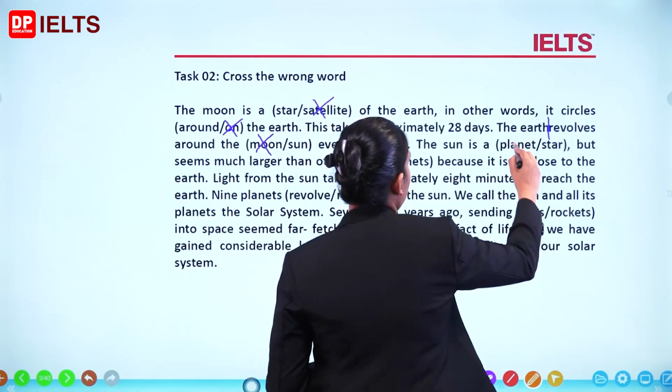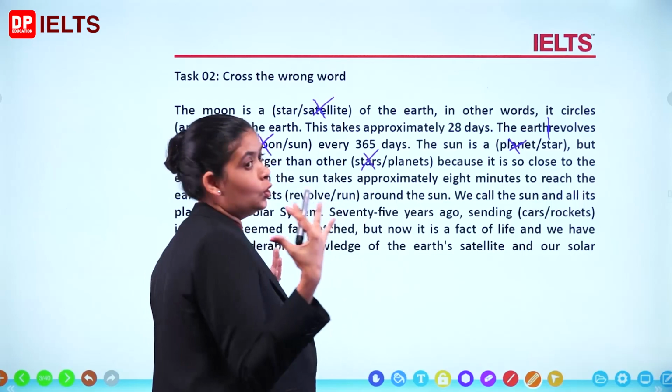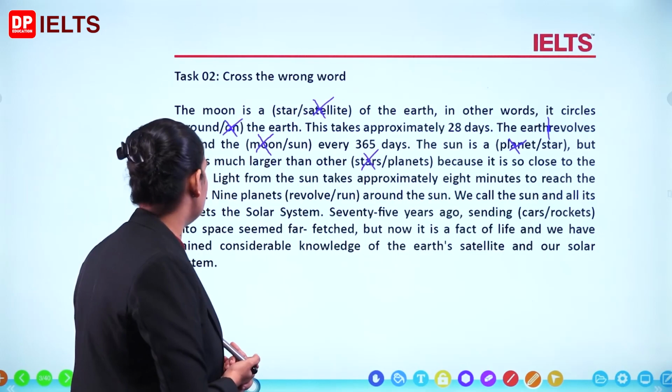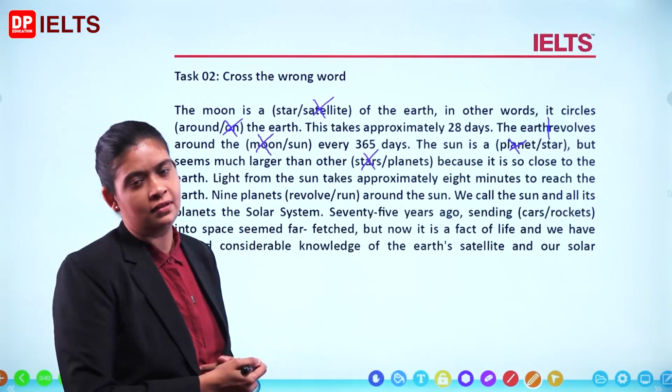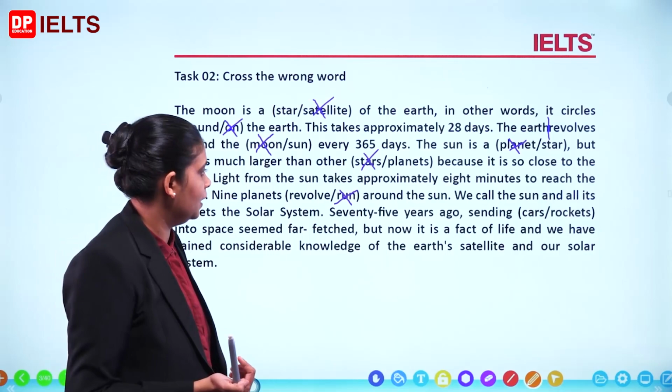But it seems much larger than the other planets. Because it is so close to the earth, right? Light from the sun takes approximately 8 minutes to reach the earth. The 9 planets run around the sun, okay? Or you can say it revolves around the sun. So I think grammatically it is revolve around the sun. We call the sun and all its planets the solar system.